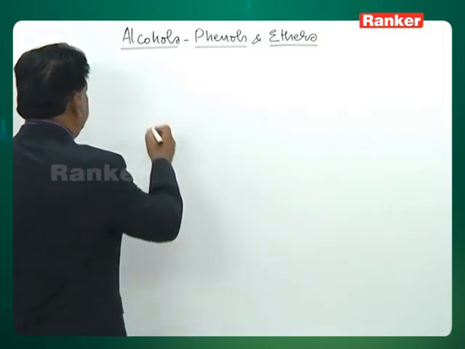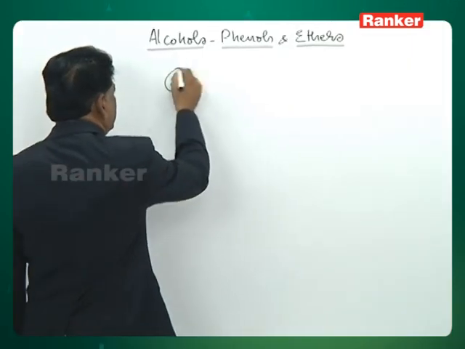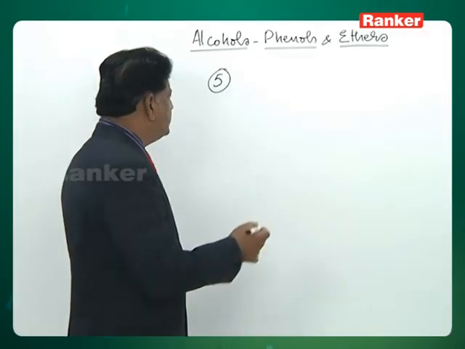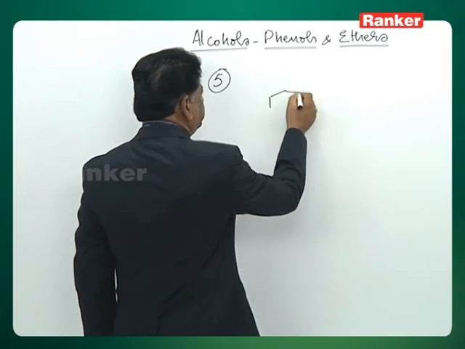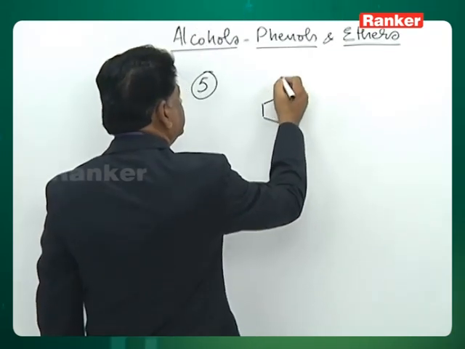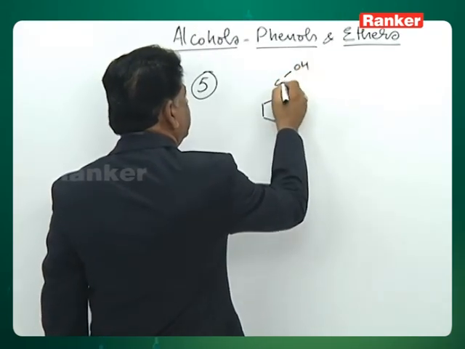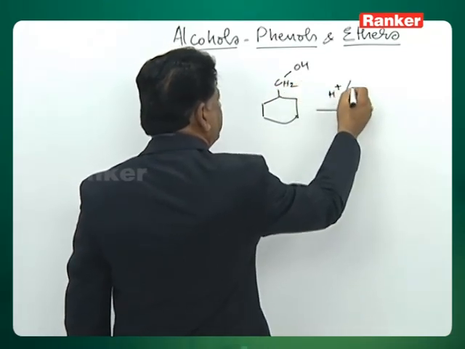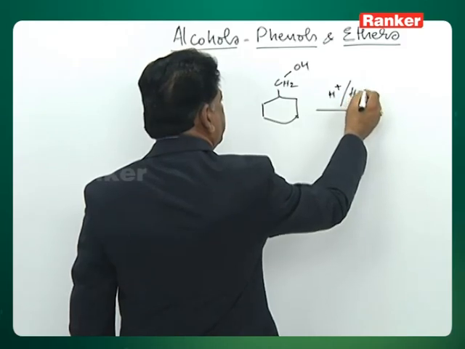So let's go for the fifth question. In this question, a cyclohexane containing a CH2OH is treated with concentrated sulfuric acid, probably heating must also be there, and then this undergoes a dehydration process here. First protonation takes place. A CH2OH is there. This CH2OH reacts with the H plus in presence of sulfuric acid, that is the catalyst here.